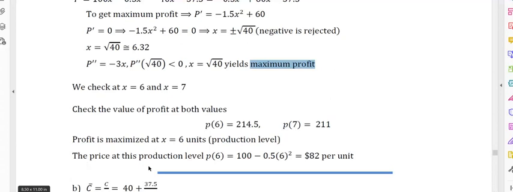And the price at this production level, we can go to the demand equation and directly substitute this number of units, 6, in the price or the demand equation to get $82 per unit.